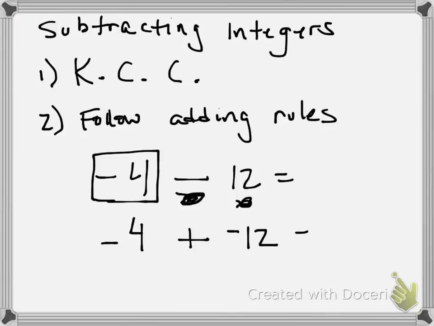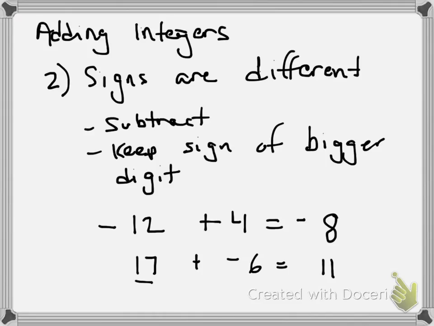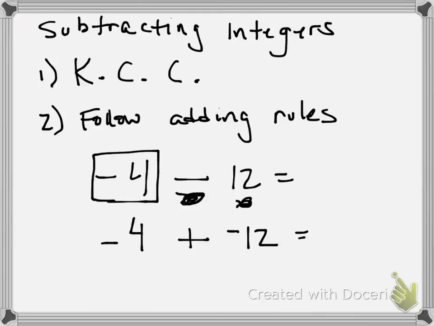Now I'm going to follow my adding rules. Well, remember our adding rules? I could go back a couple slides. Signs are the same, we add them and keep the sign. Signs are different, we subtract, keep the sign of the bigger digit. What do we have here? Oh, my signs are the same. Negative 4 and negative 12. Just add them right up. 16, keep the sign. Negative 16.